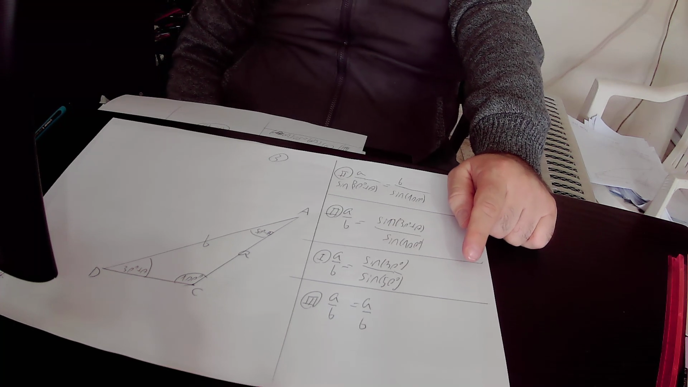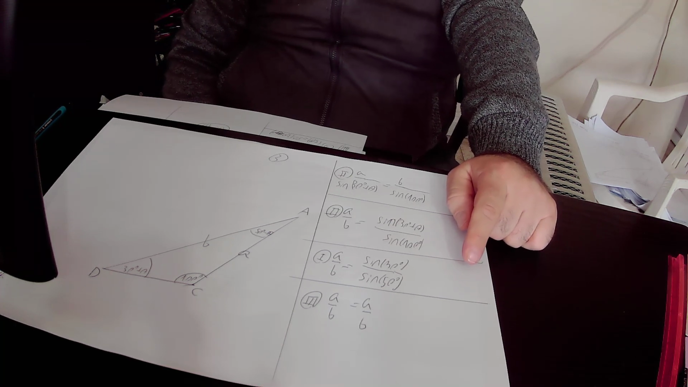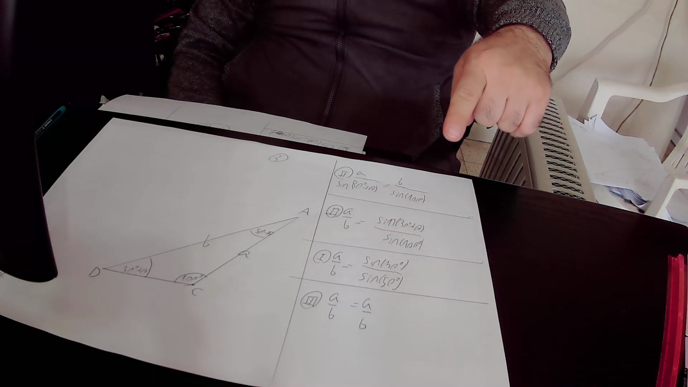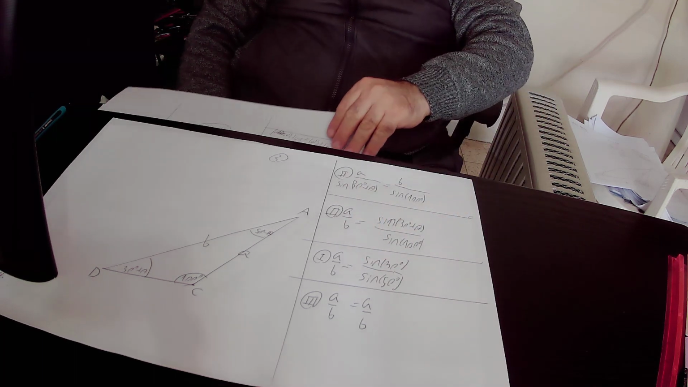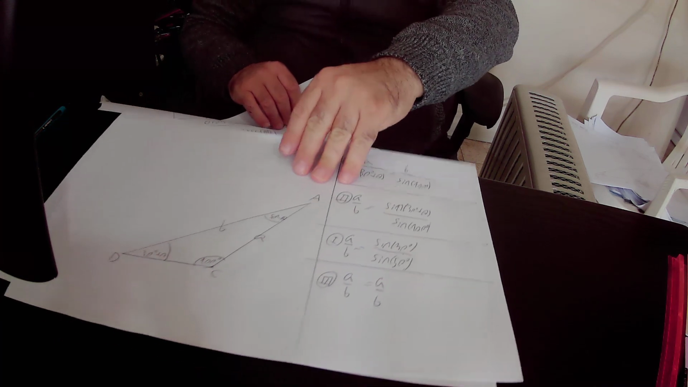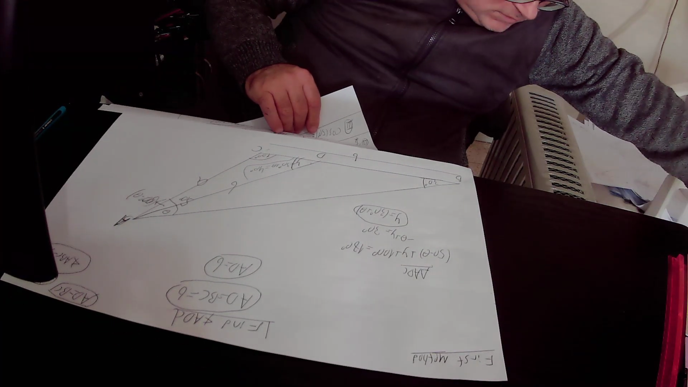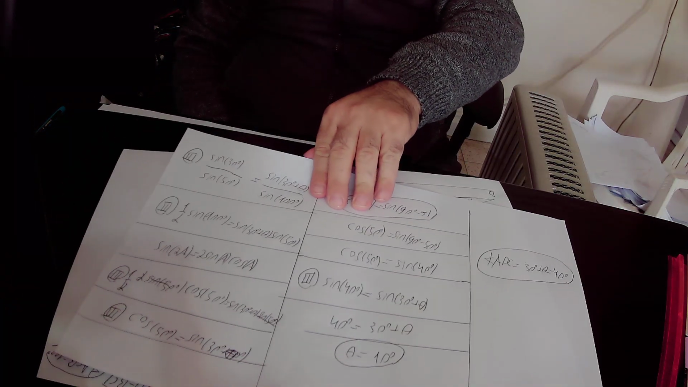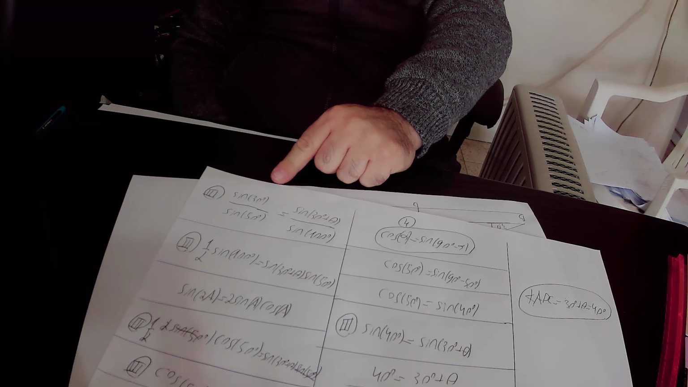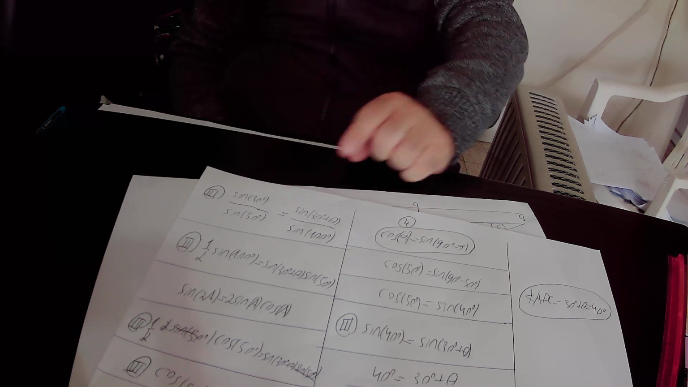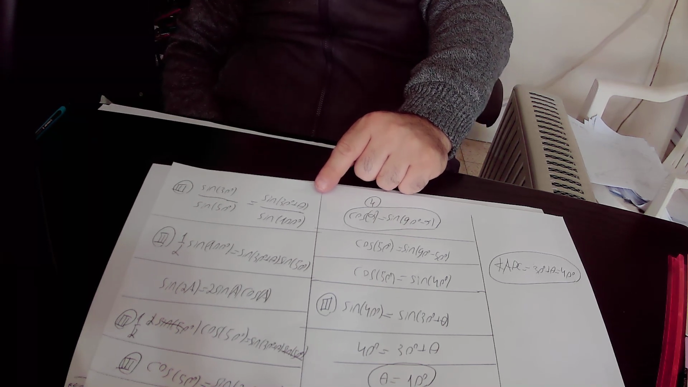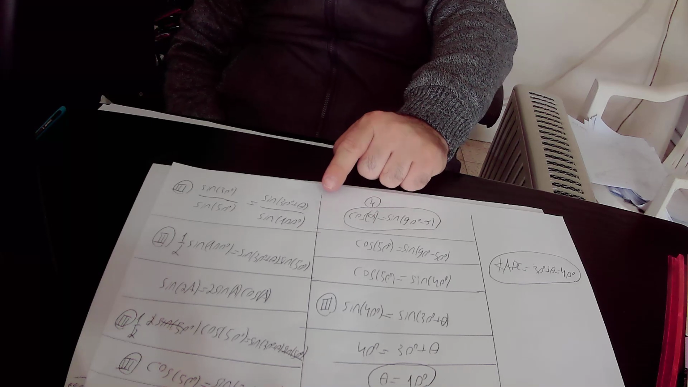So we can create equation number 3 that states that A over B according to equation number 1 must be equal to A over B according to equation number 2. So this is equation number 3. A over B according to equation number 1 is sine 30 degrees over sine 50 degrees, and it equals A over B according to equation number 2, that is actually sine 30 degrees plus theta over sine 100 degrees.